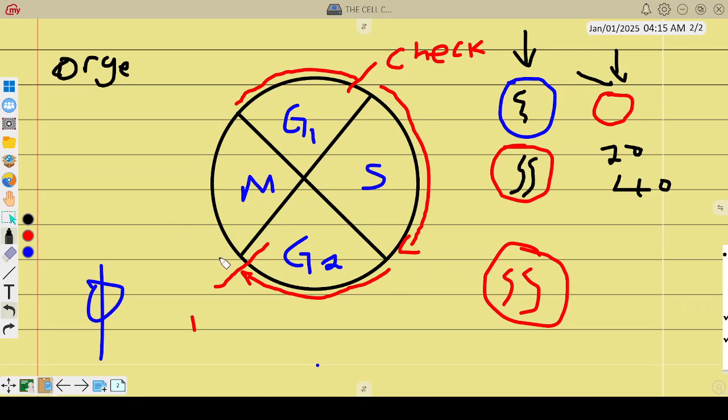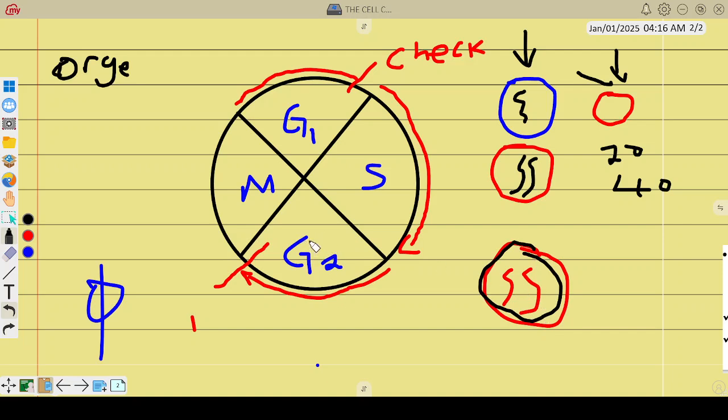But before it can go to the other phase, it should be checked. Did everything work just very well? Is the cell large enough for replication? Because remember, mitosis is where the cell in the end should be able to divide. So if we have a small cell, replication won't be very easy. So no wonder the cell should be big. But even if the cell is big, are the things inside okay?